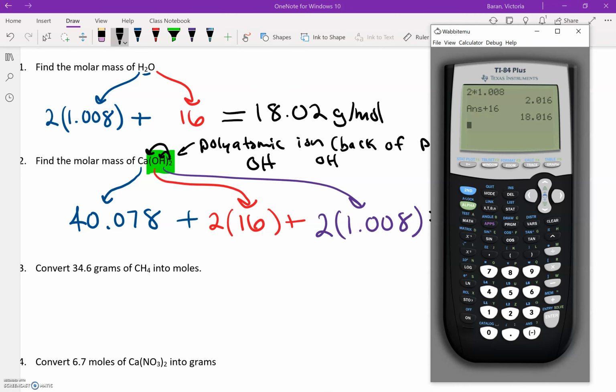Now I just have to do my math. I'll just do it in order. So we're going to do 40.078 plus, and then in parentheses, 2 times 16 plus 2 times 1.008, close parentheses, okay? Again, just be careful of order of operations.